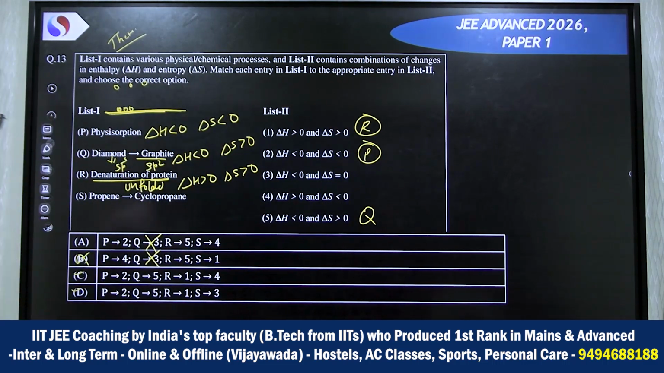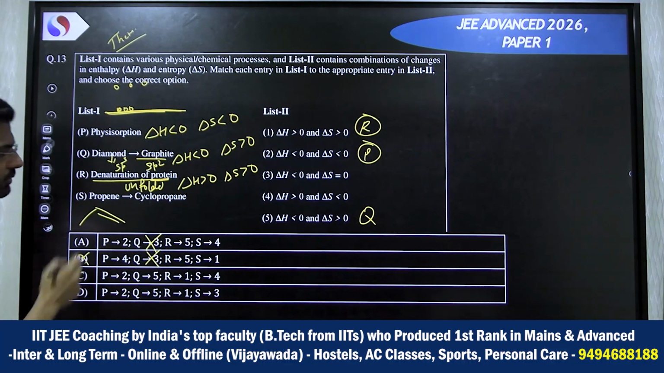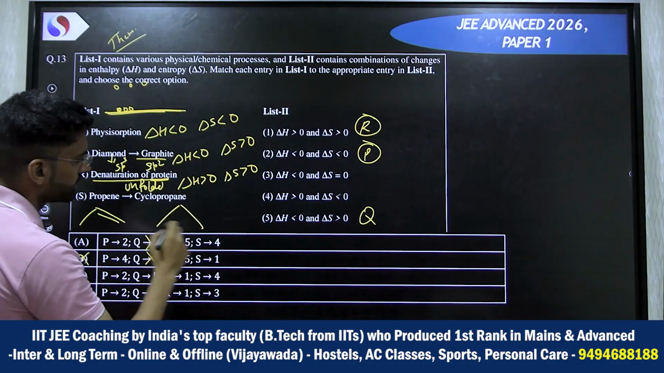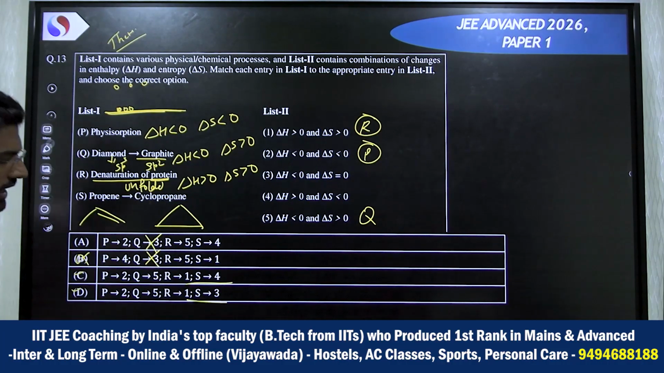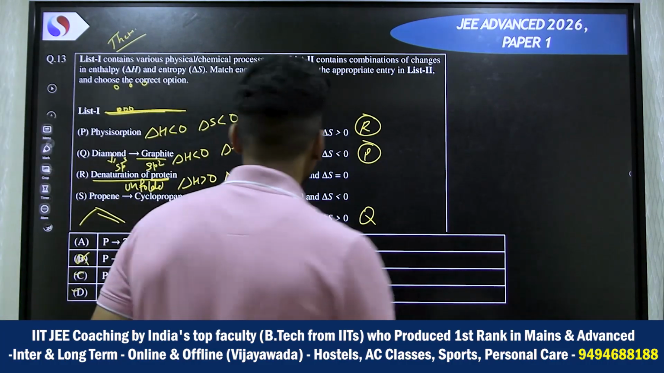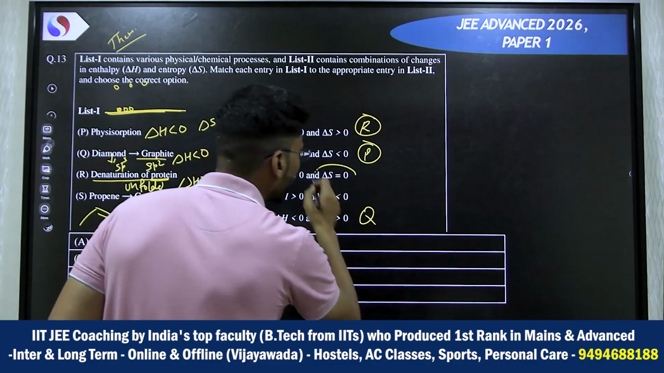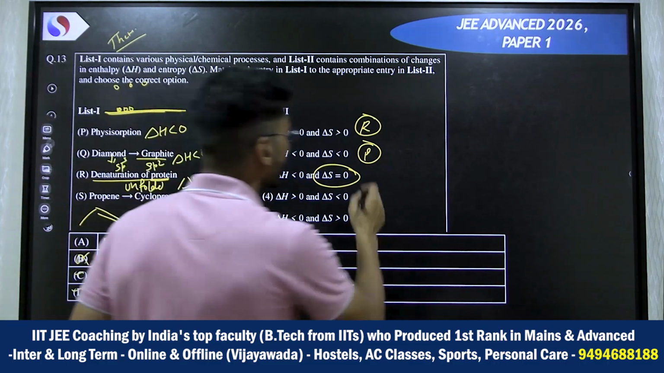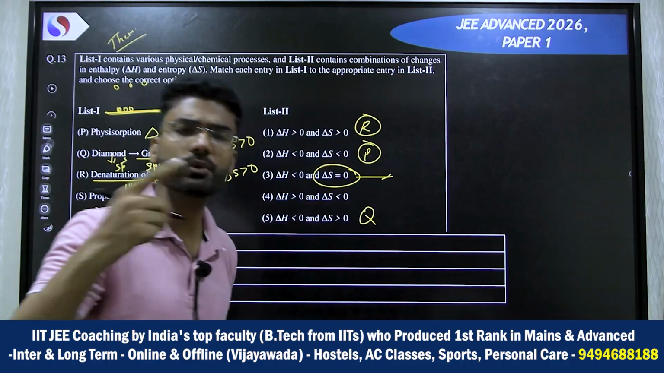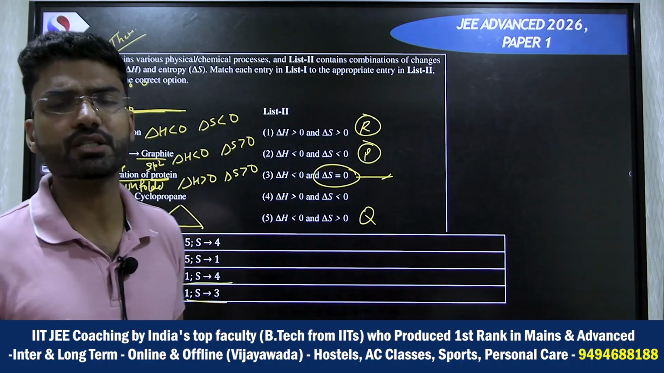Now I have to check propene and cyclopropane. Propene, I know, is this, and this is cyclopropane. So option 3 and 4, let's check 3. In option number 3 they have given delta S equal to 0. Entropy cannot be 0. Entropy is only 0 at absolute zero temperature, the third law of thermodynamics.